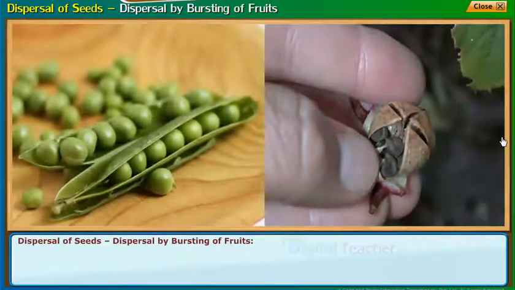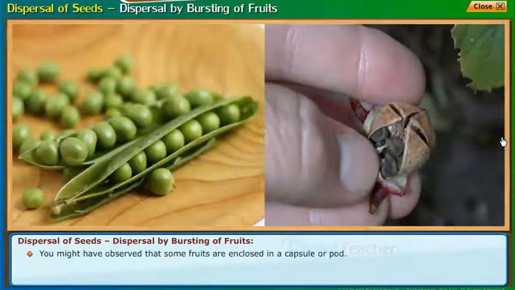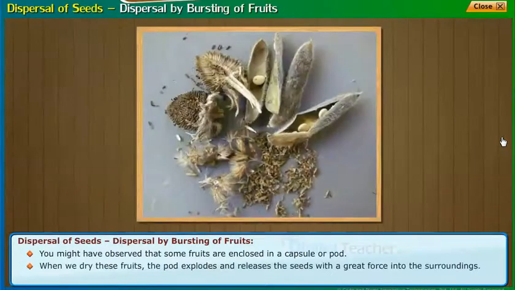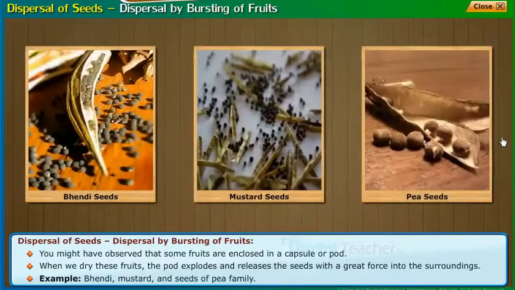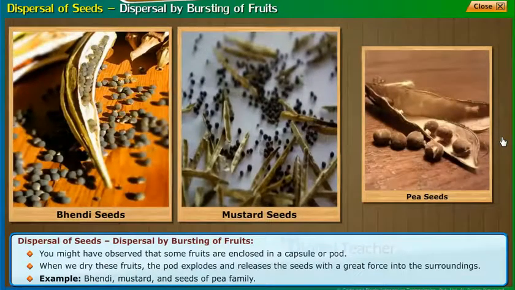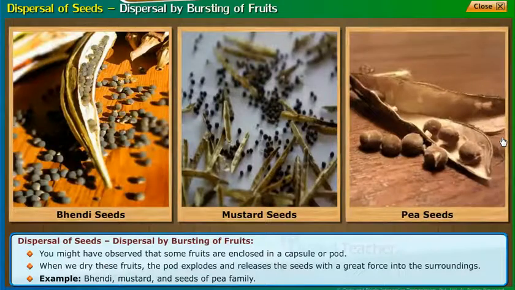Dispersal by bursting of fruits. You might have observed that some fruits are enclosed in a capsule or pod. When we dry these fruits, the pod explodes and releases the seeds with a great force into the surroundings. Example, bhendi, mustard and seeds of pea family.